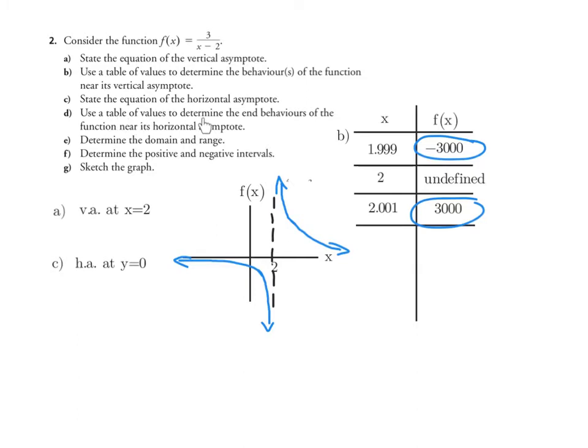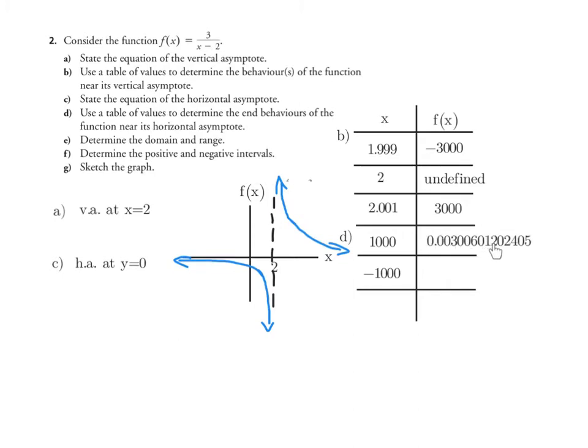All right. Part D, use a table of values to determine the end behaviors of the function near its horizontal asymptote. All right, so we'll just plug in two, like a really big number positive, a really big number negative. That should do it. All right, so plug in 1,000. You get 3 divided by 998, and you get 0.003006012024025. And you plug in negative 1,000. And it's basically 3 divided by negative 1,002, so you're going to get negative 0.002994011976005. So this one's very, very small but negative. This one's very, very small but positive.